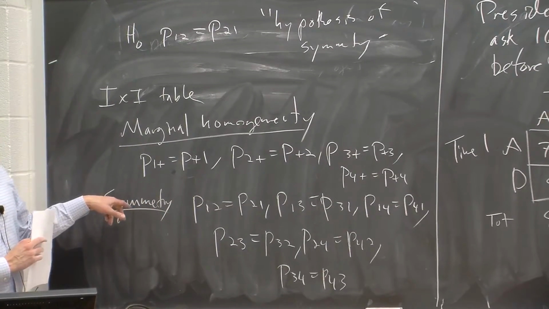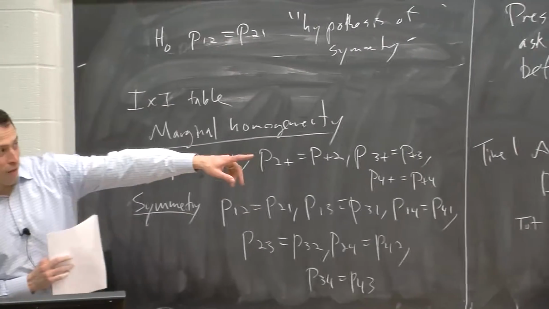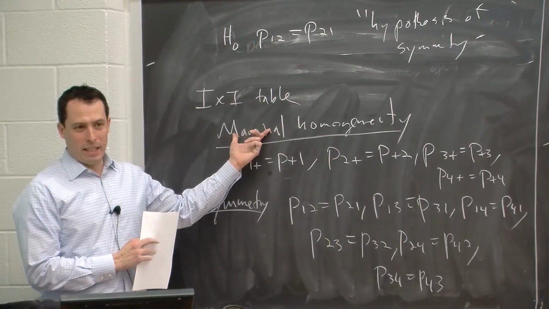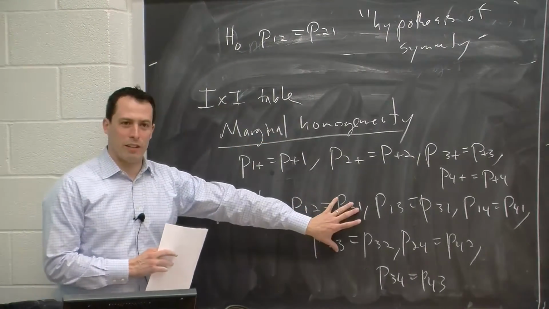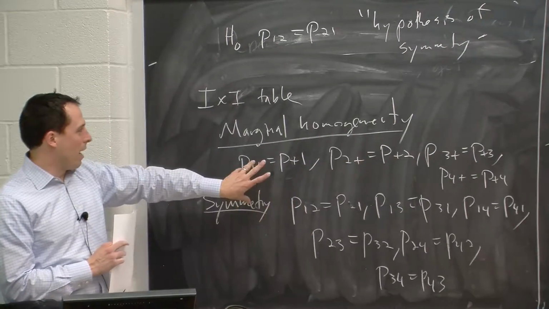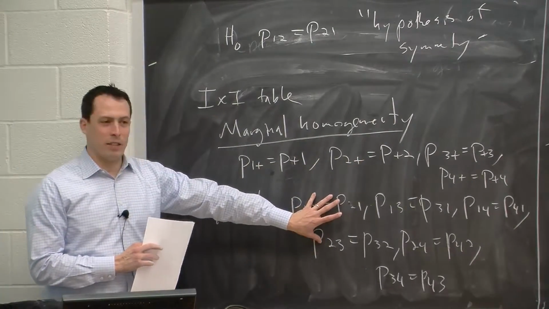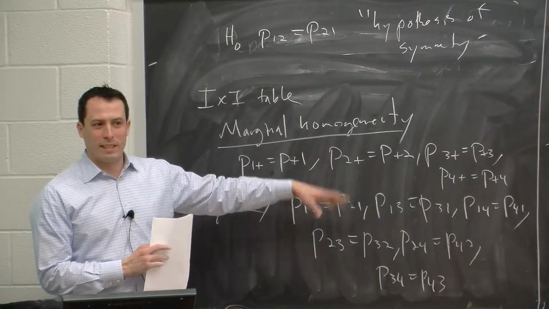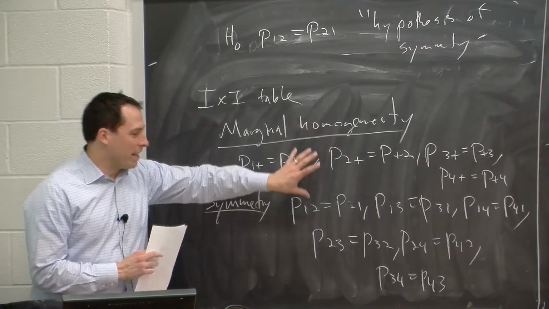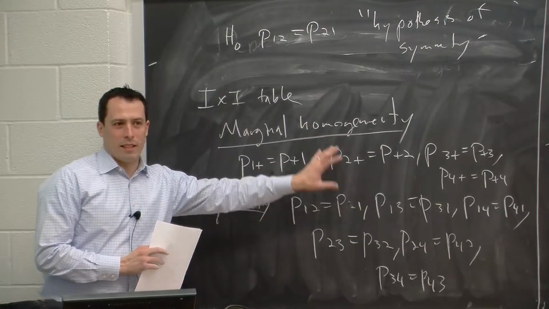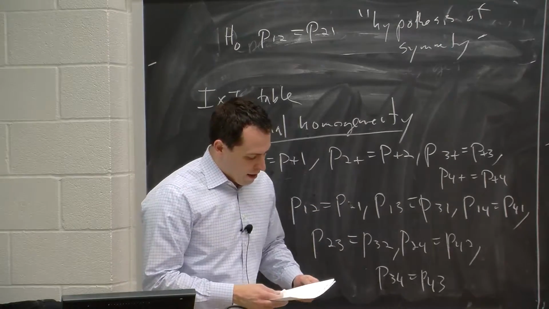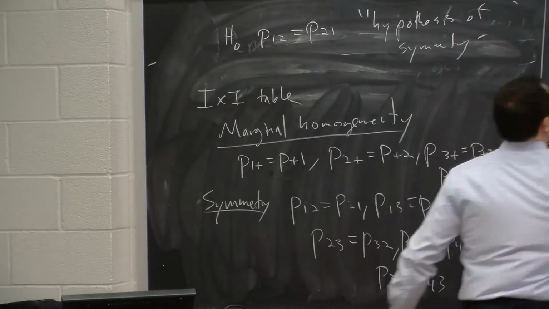So that suggests, and it's true, that symmetry implies marginal homogeneity, but not the other way around. This is a stronger assumption. So in 2 by 2 tables, they're identical, but for I by I tables, symmetry is a stronger assumption than homogeneity. So we could test these two things separately. Or another way of saying it is there's this hypothesis, and inside of that is this nested hypothesis. This is the weaker one, that's the stronger one. But for 2 by 2, they're the same.